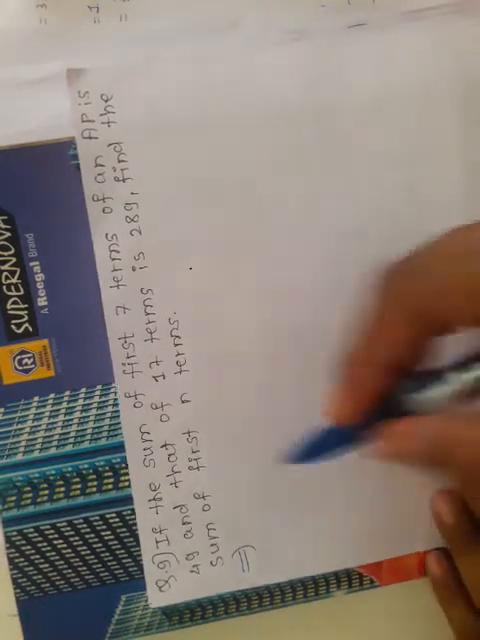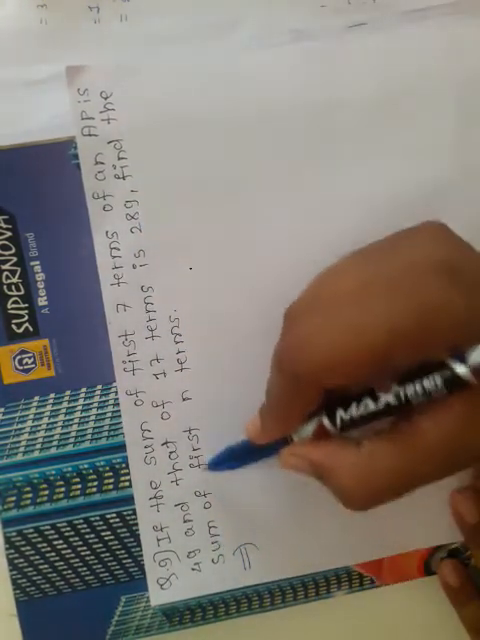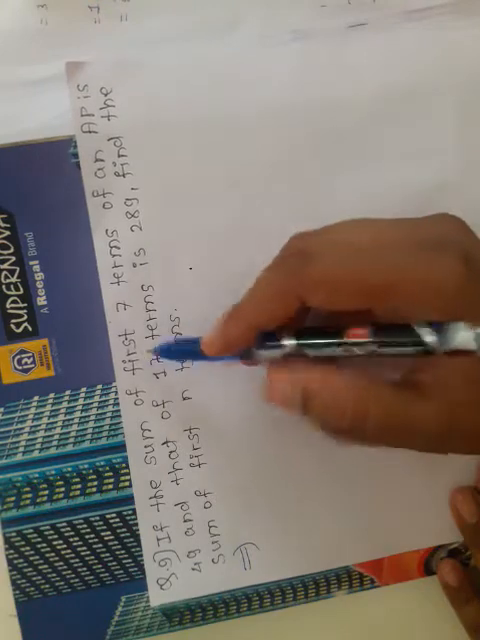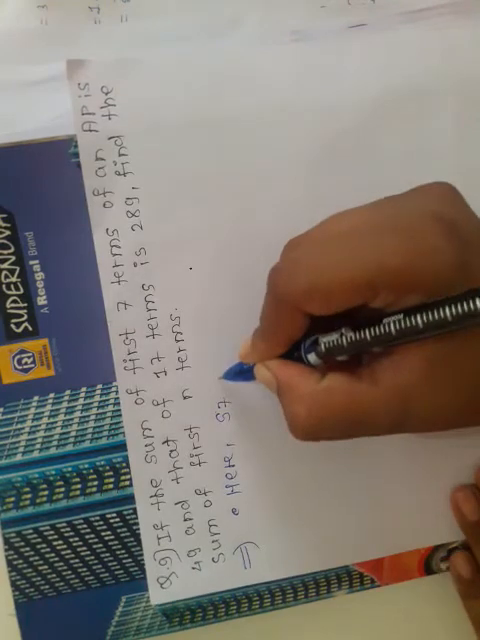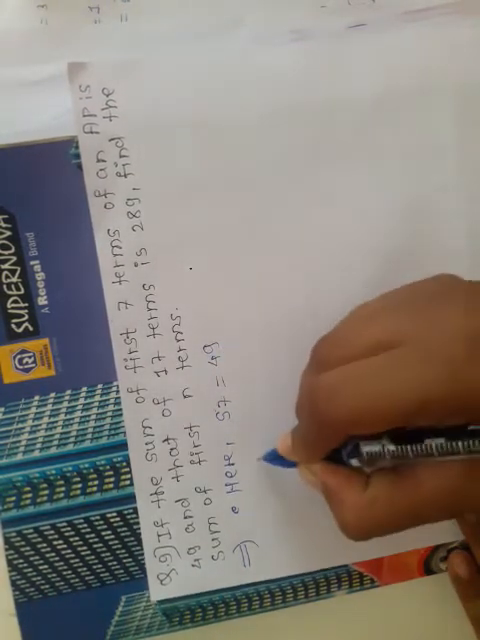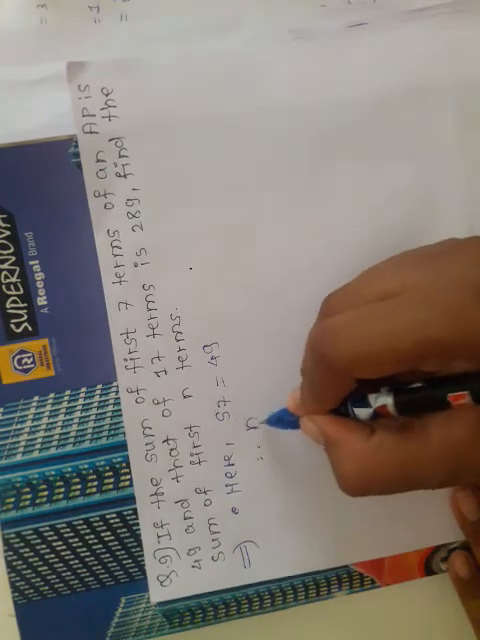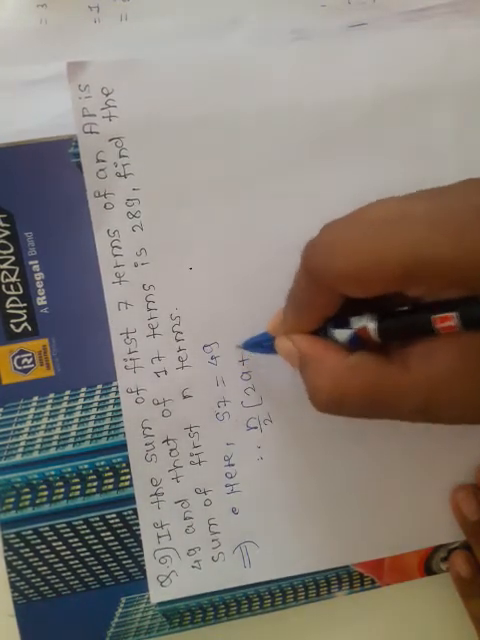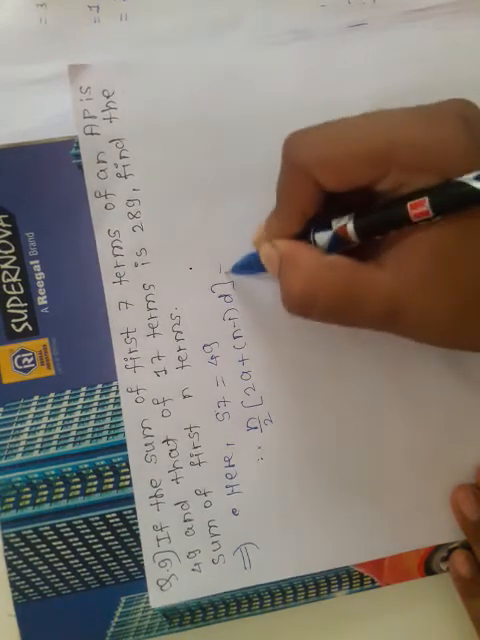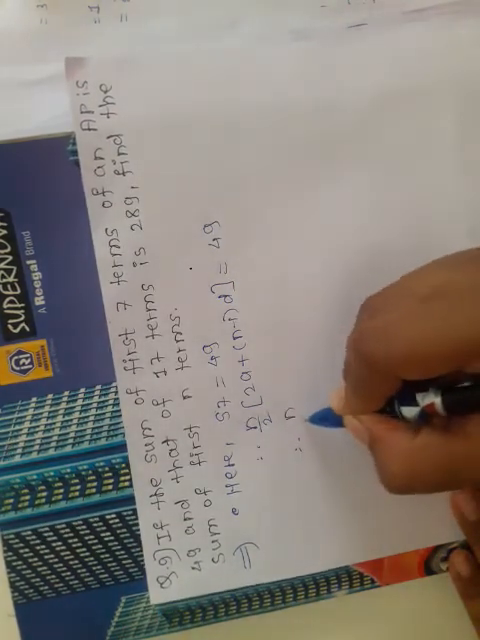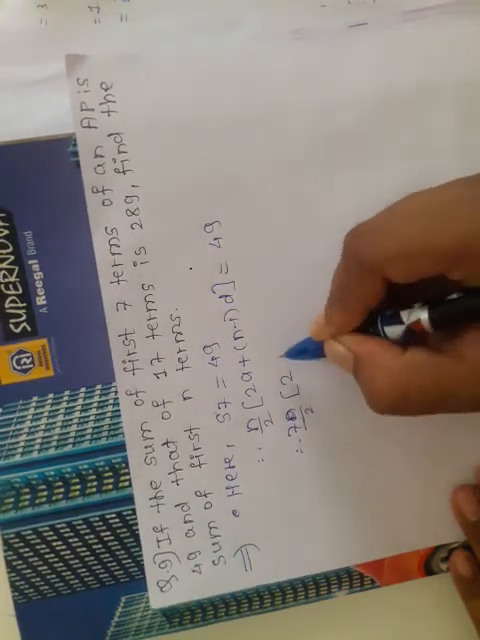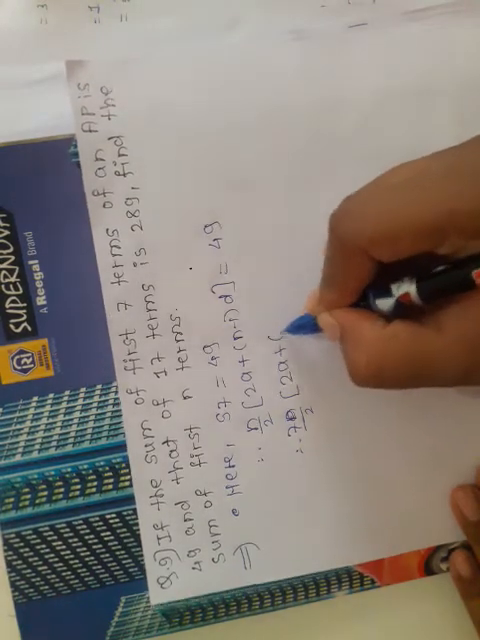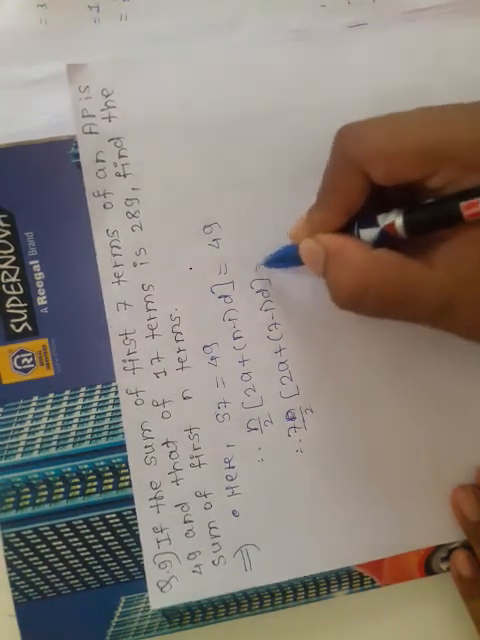Question number 9. If the sum of the first 7 terms of an AP is 49 and that of the first 17 terms is 289, find the sum of the first n terms. So the sum of the first 7 terms, S7, is given to us as 49. We know S7 is n by 2 in bracket 2a plus n minus 1 into d, which is equal to 49. Here 7 terms are given, so 7 by 2 in bracket 2a plus 7 minus 1 into d is equal to 49.